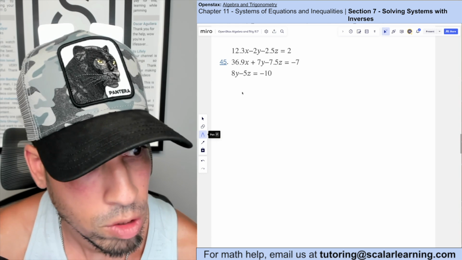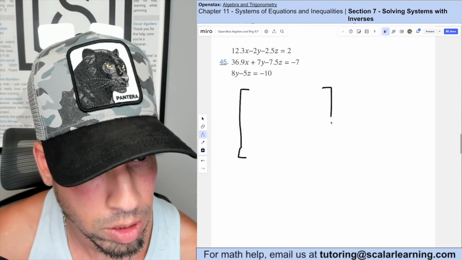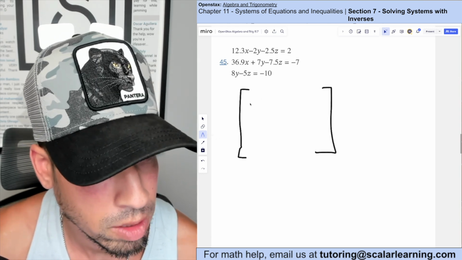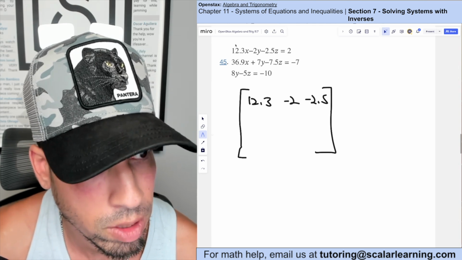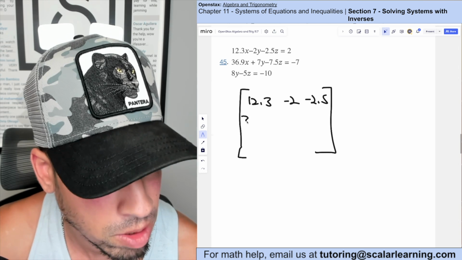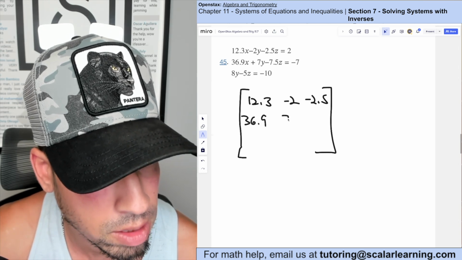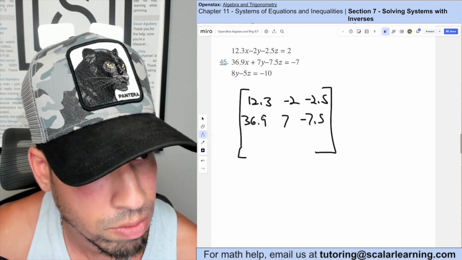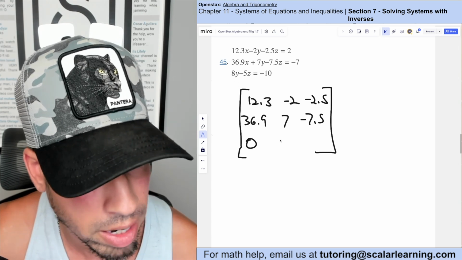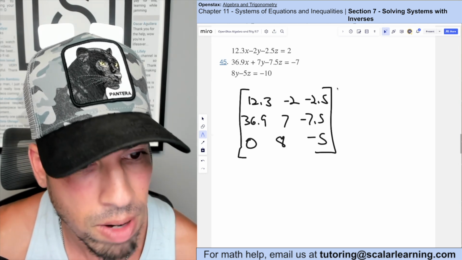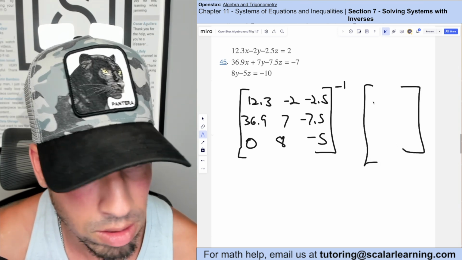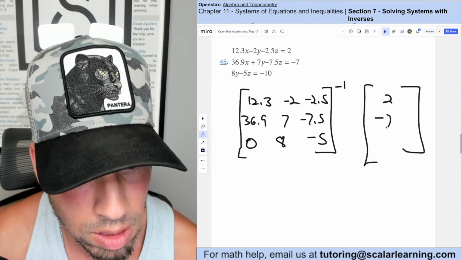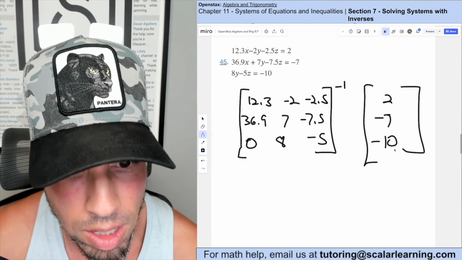Done. So for this one, we're going to figure out the matrix of this. This is going to be a 3 by 3, and it's going to be 12.3, -2, -2.5, right? The coefficients of x, y, and z. Same thing for the second row, 36.9, 7, and -7.5. And then down here, we have 0 for x, and then 8, and -5. And we're taking the inverse of this, and we're going to multiply it against these constants, 2, -7, -10. Let's do that in Desmos now.